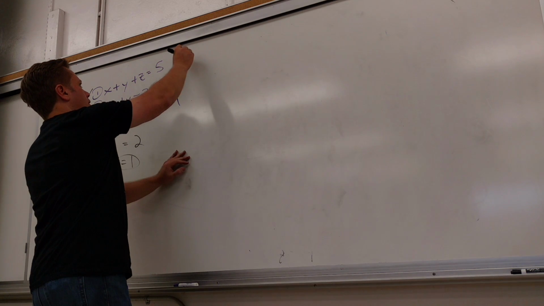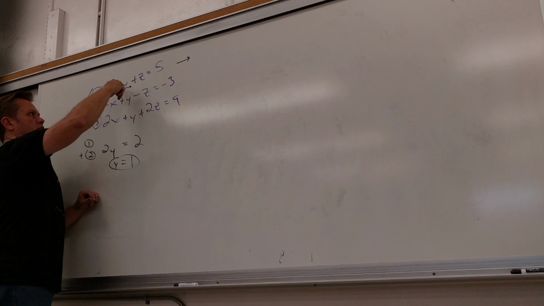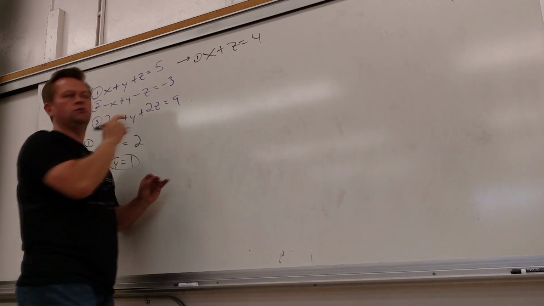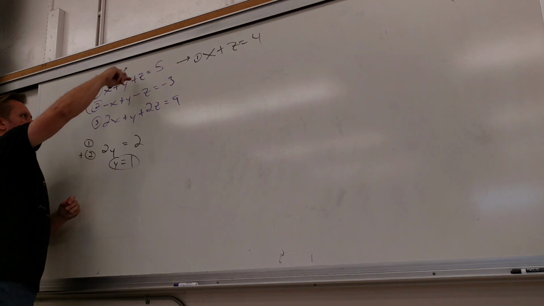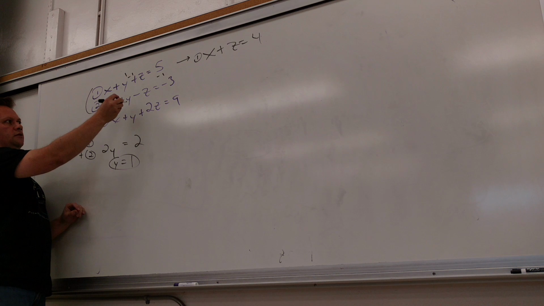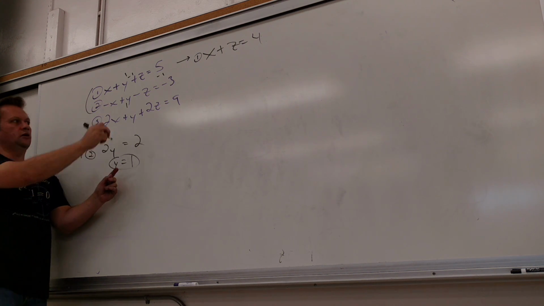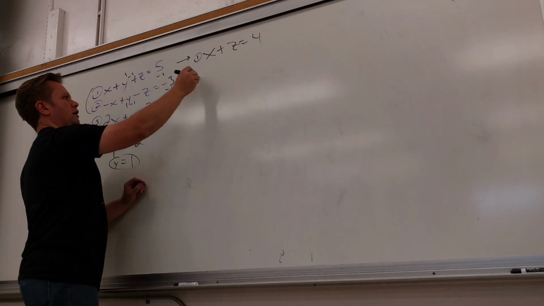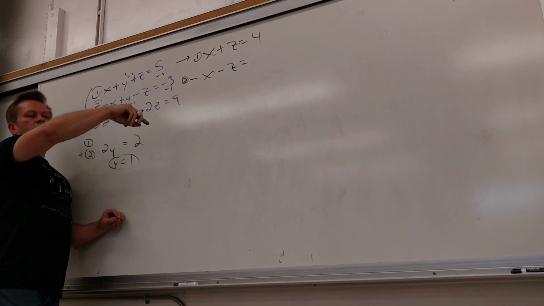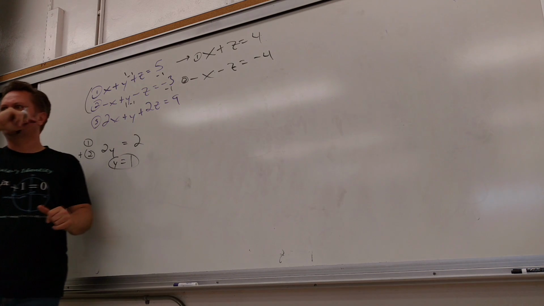So what does equation number 1 become? x plus 1, and then I can subtract 1, so I get x plus z equals 4. Is that cool? I put a 1 in for y because I know y is 1, and then subtract 1. So I get negative x minus z equals negative 4. You might realize that's not really telling me too much.